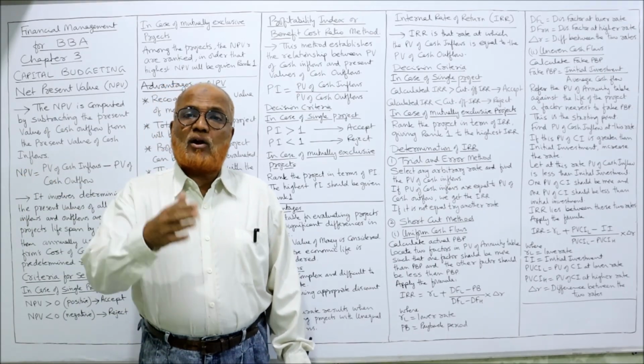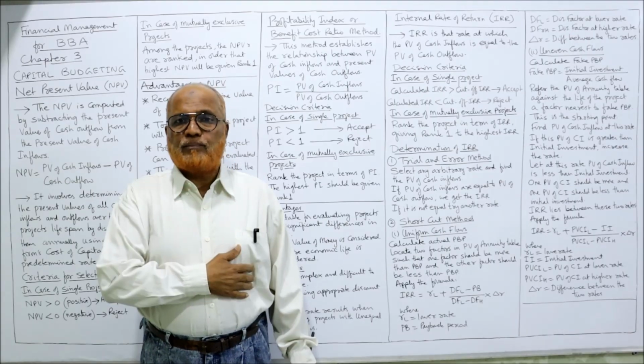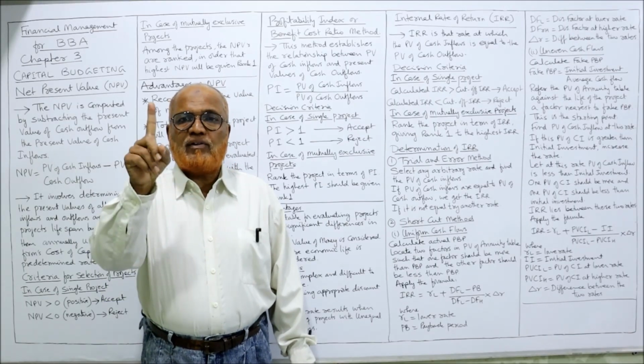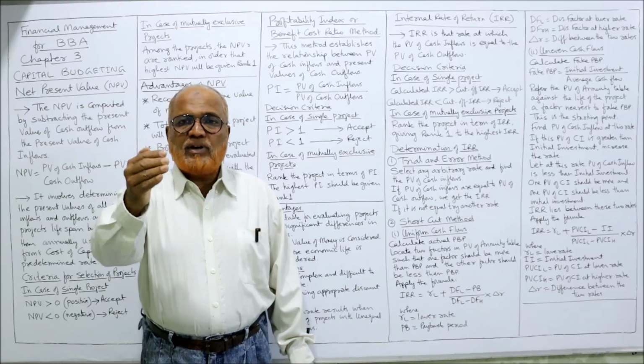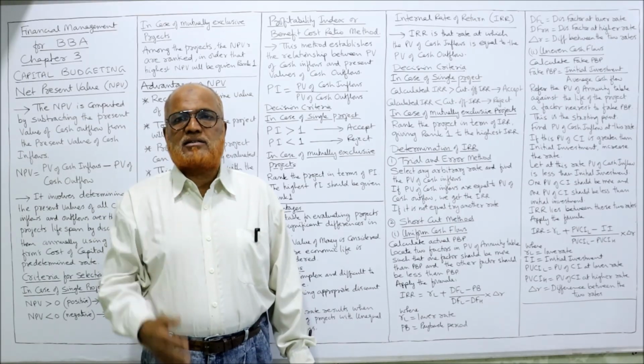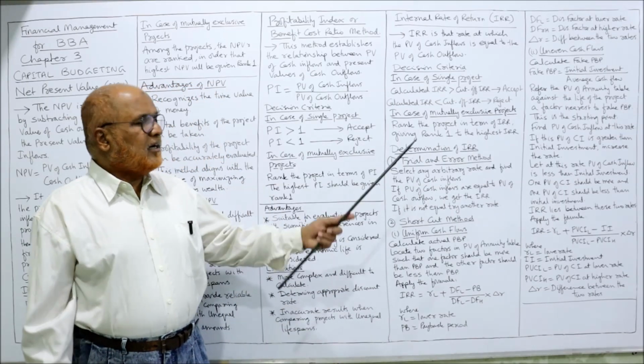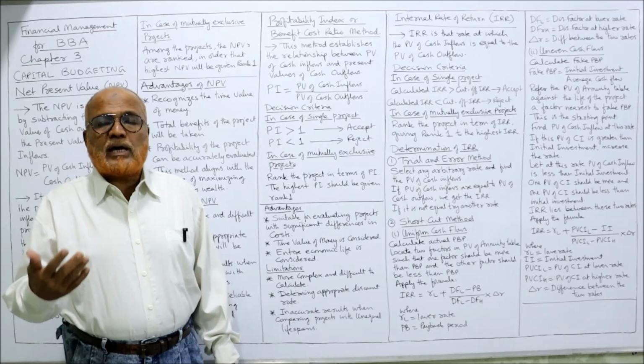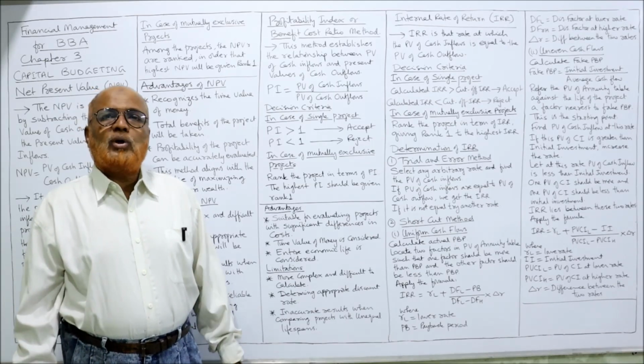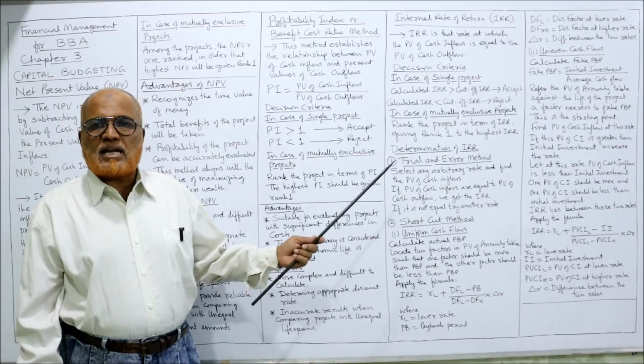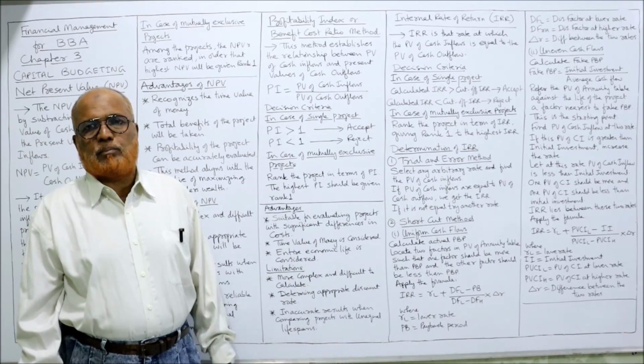In case of mutually exclusive projects, we rank the projects according to IRR. We calculate the IRR of project 1, project 2, project 3. The highest IRR will be given the first rank. Like this, we give the ranking and then select the project. Then determination of IRR. How to calculate IRR? Two different methods are there: one is the trial and error method, the second is the shortcut method.